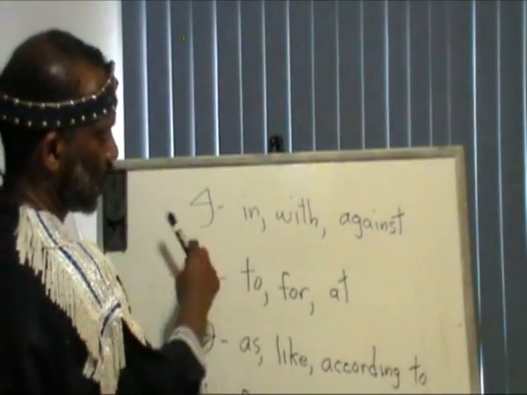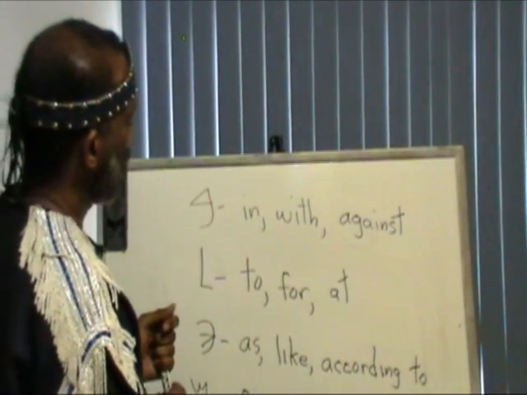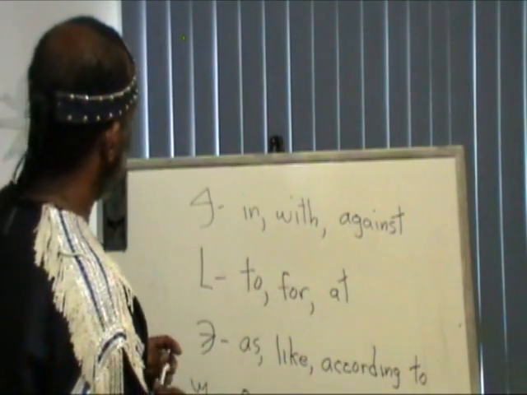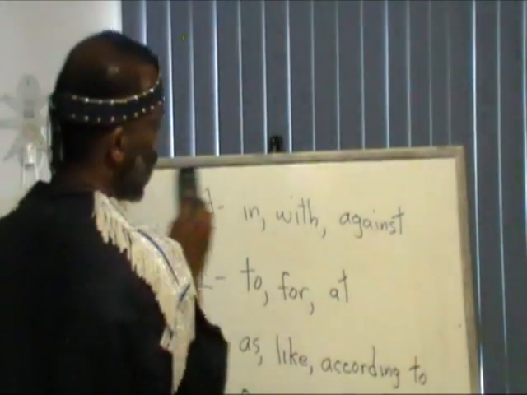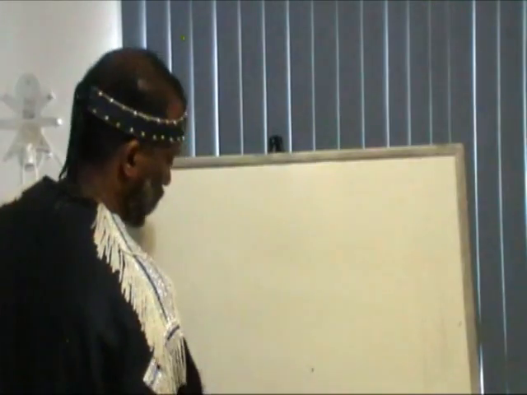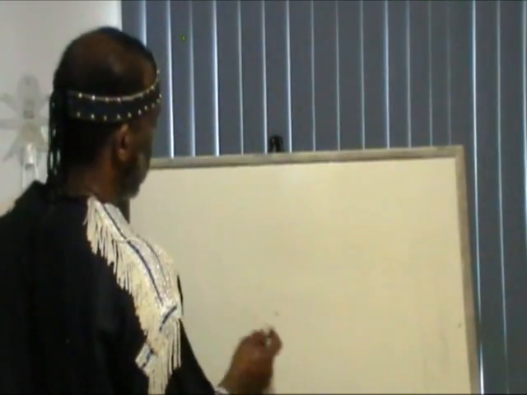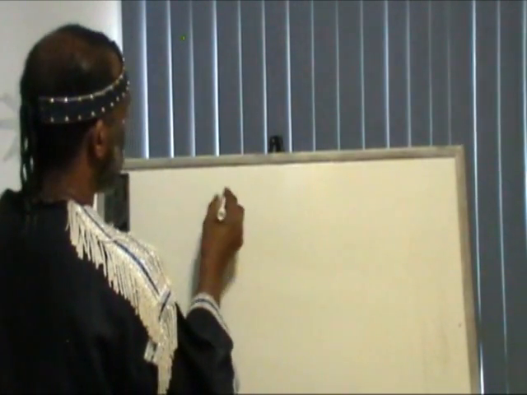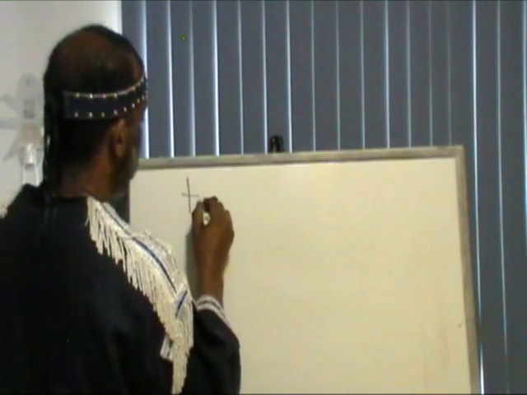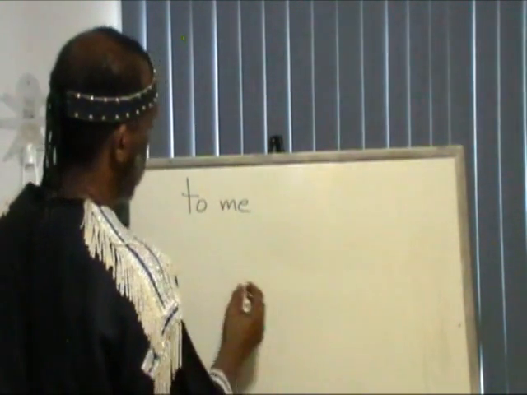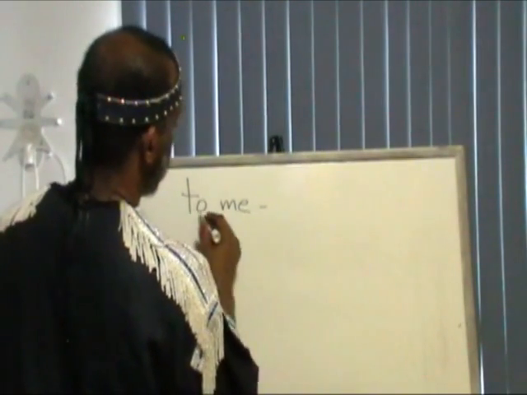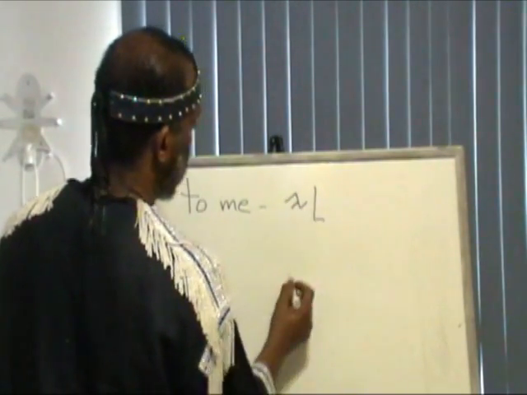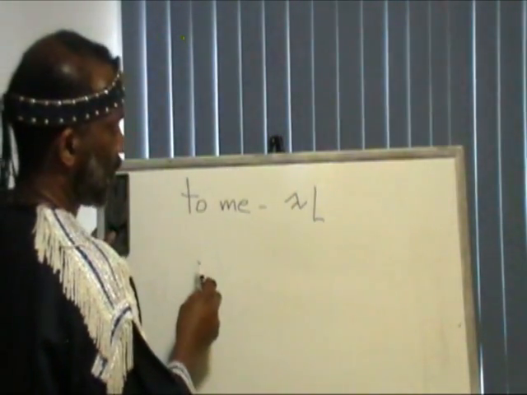These were prepositions. We used them in prepositional phrases. But now we're going to use them in conjunction with the pronominal pronouns. So I'm going to erase this here and give you a couple of examples real quick. So let's take example. Let's use me. Let's say we want to use to me. You would use to is what? La. And me is what? Ya. So la ya would mean to me.